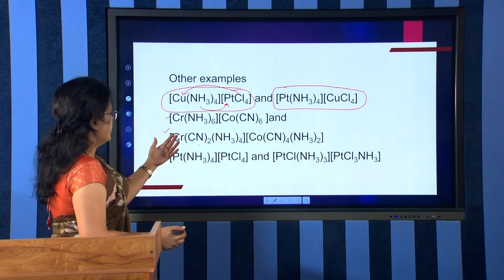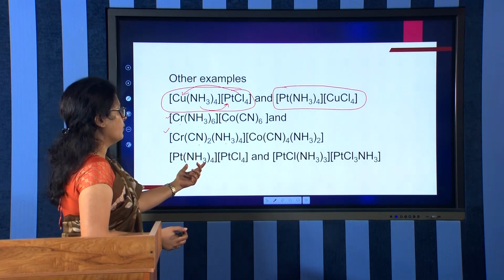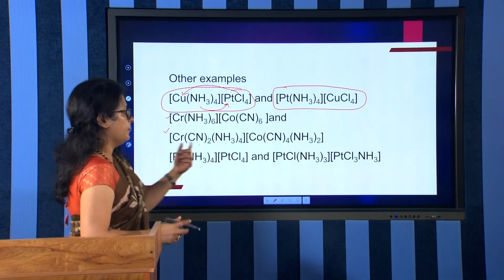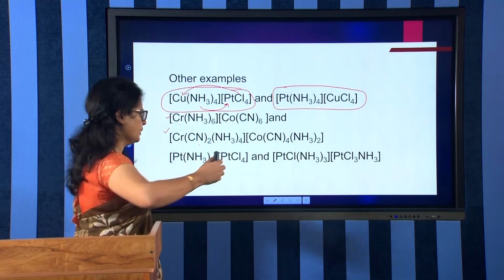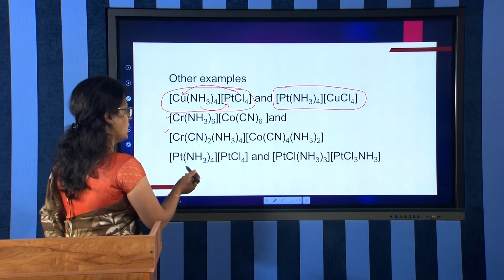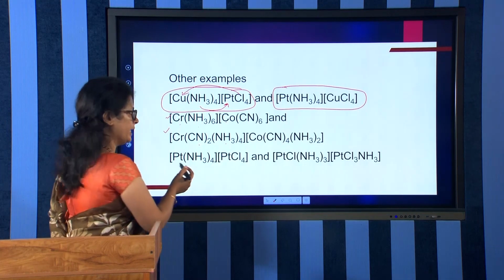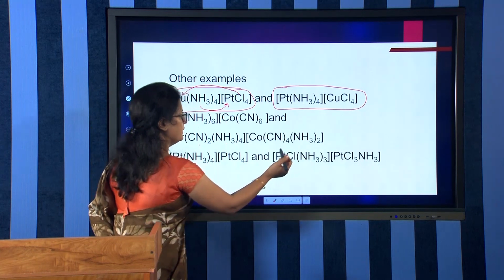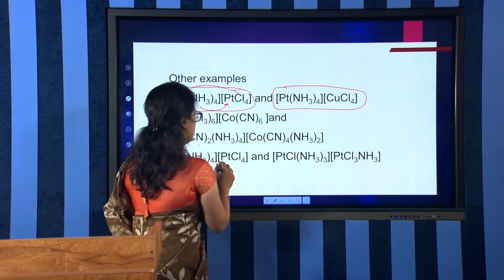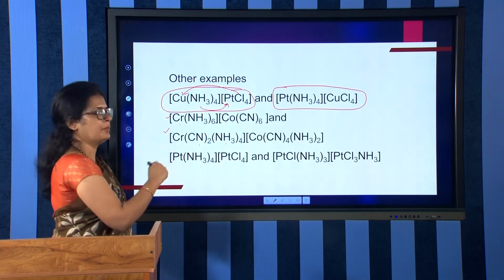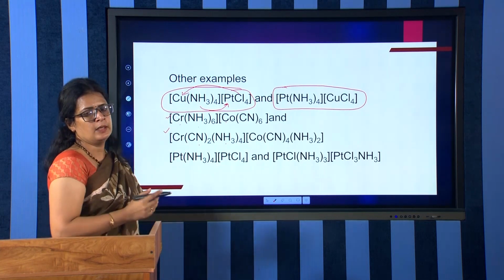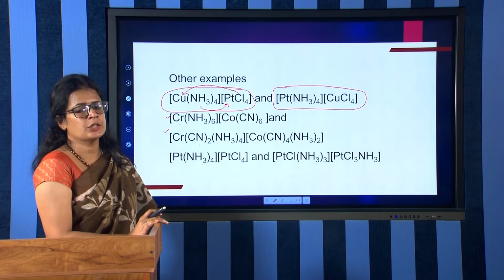And the third example is [Pt(NH3)4][PtCl4] and [PtCl(NH3)3][PtCl3(NH3)]. Here, how many ammonia ligands? 4 ammonia ligands. In the second example it is only 3. One will be remaining with the platinum. The exchange of ammonia and chloride ligands happens between these two complexes. These are all examples for coordination isomerism.